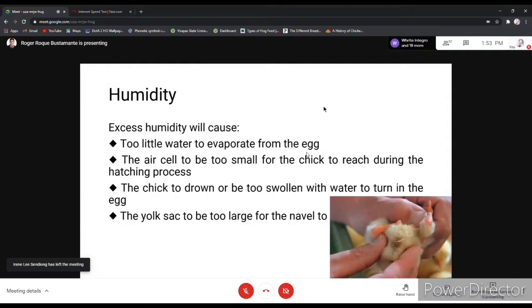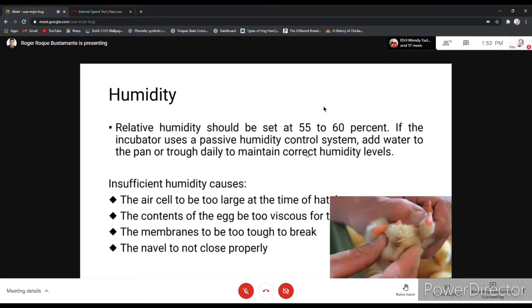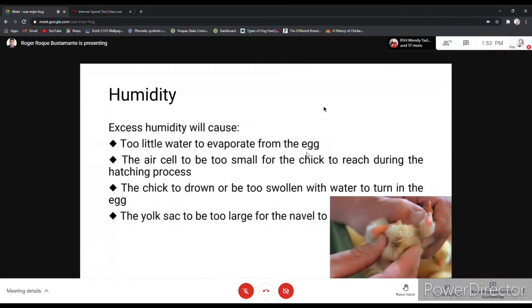The air cell to be too small for the chick to reach during the hatching process. The chick to be drowned or swollen with water to turn in the egg. And the yolk sac to be too large for the navel to heal. So insufficient humidity causes the air cell to be too large at the time of hatching.